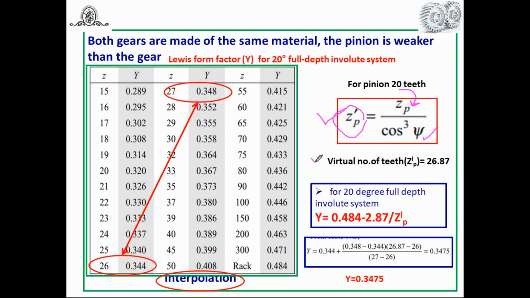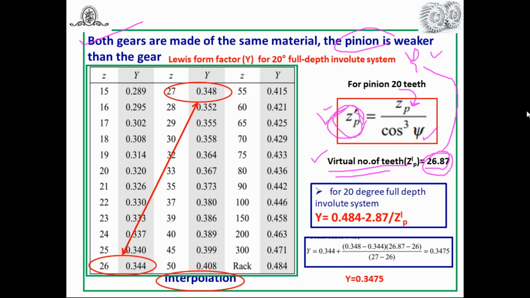If you solve it, you will find the virtual number of teeth on the pinion is equal to 26.87. Based on this virtual number of teeth, you have to find the Lewis form factor Y. Try to understand: in the case of a helical gear, your first target should be to find the virtual number of teeth. In this case, both gear and pinion are of the same material, that's why the pinion is weaker. That's why I have calculated the virtual number of teeth on the pinion.